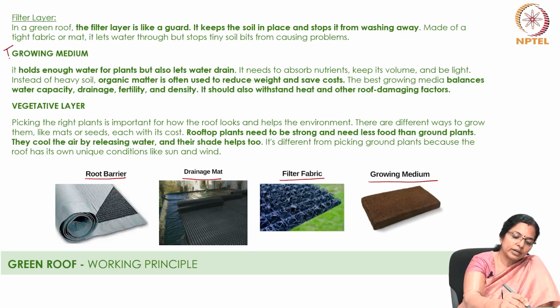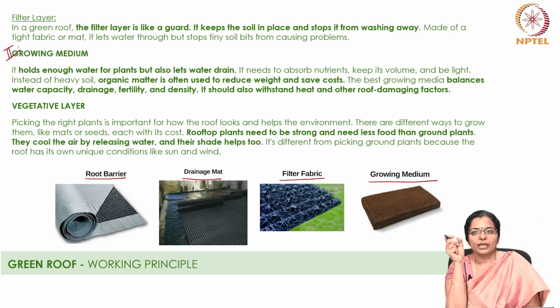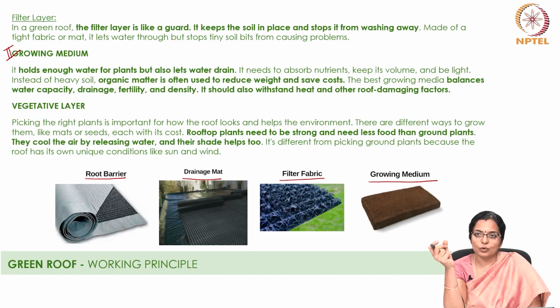Next is the growing medium. Now the growing medium holds enough water for plants but also lets the water drain. It needs to absorb nutrients, keep its volume and be light. So instead of heavy soil, organic matter is often used to reduce the weight and save cost. The best growing medium balances water capacity, drainage, fertility and density. It should also withstand heat and other roof-damaging factors.